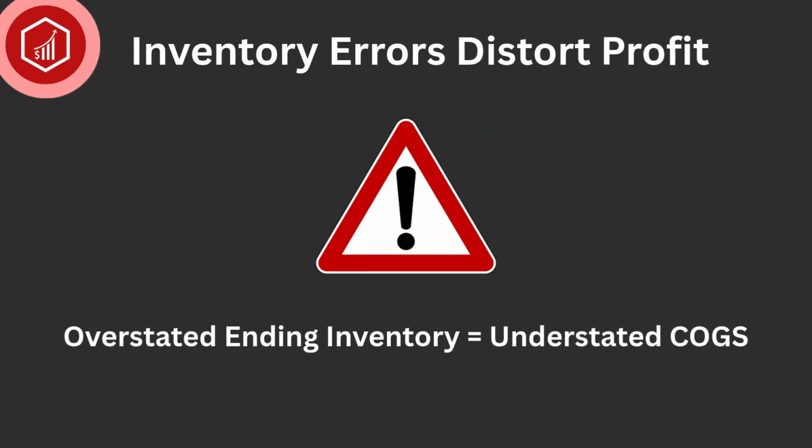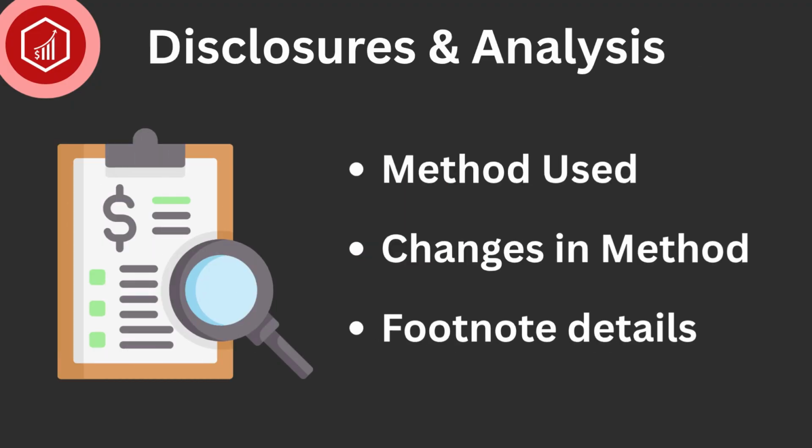Errors in counting or valuing inventory can distort profit. If you overstate ending inventory, you understate the cost of goods sold and overstate the profit. The next period, the error reverses. This can confuse trend analysis and even mislead investors. That's why auditors pay so much attention to inventory. By law, companies have to disclose in the footnotes which inventory method they used. Analysts often adjust these figures to make companies comparable.